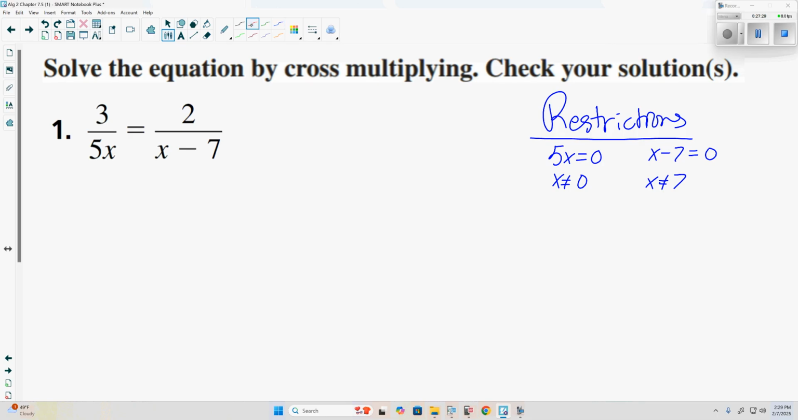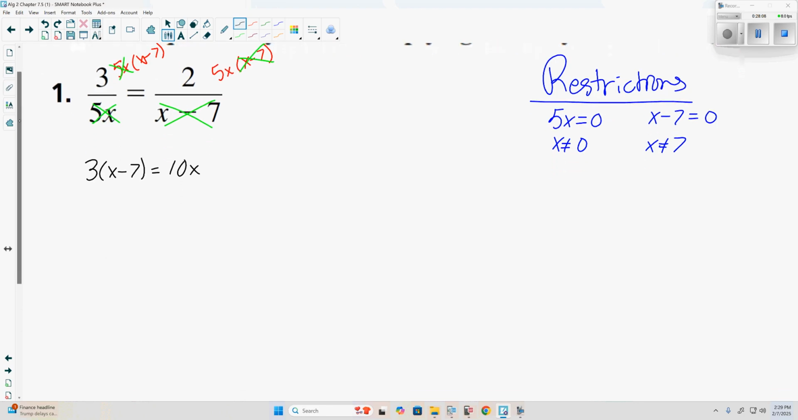Now we do have another nice one because 5x is factored. x minus 7 is already factored for us. Nothing we can do to it. So what do we need to multiply both sides by? 5x. Because on the left-hand side, the 5x and 5x will cancel. Anything else? x minus 7. Because on the right, x minus 7 and x minus 7 will cancel, leaving us with 3 times x minus 7 is equal to 10x.